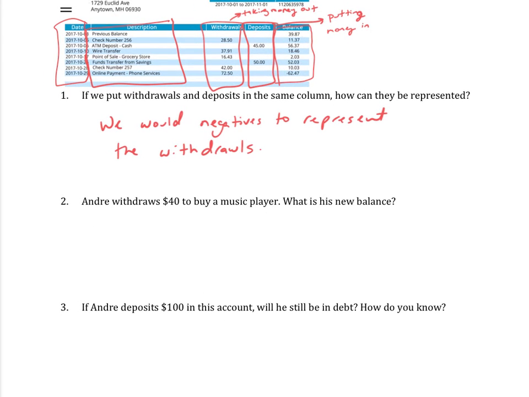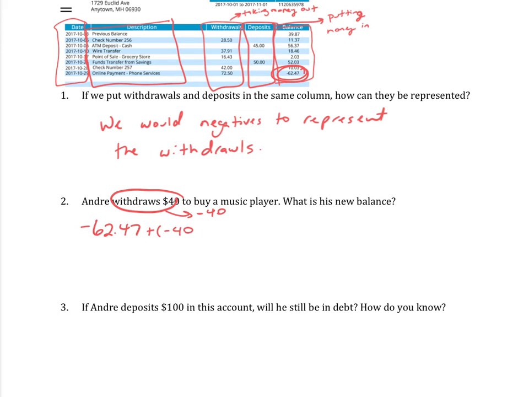Question 2 says, Andre withdraws $40 to buy a music player. What is his new balance? So we have to take a look at his current balance. His current balance is negative $62.47. So that's where we're currently at, so I'm going to write that down. And then he withdraws $40. So remember, withdrawal has a negative connotation. So that tells me this is going to be a negative 40.